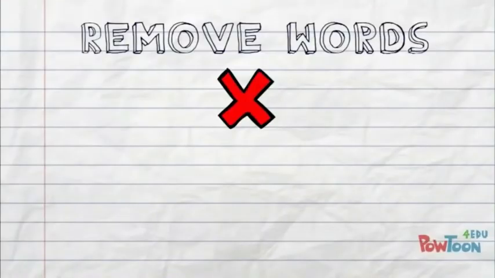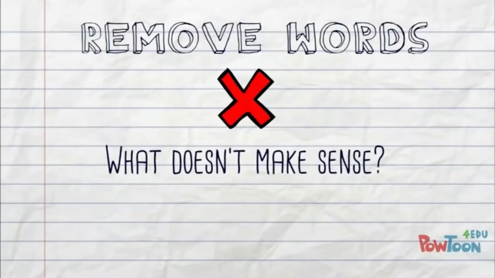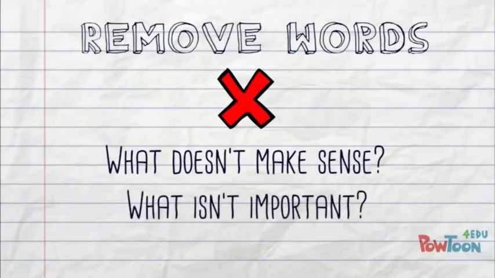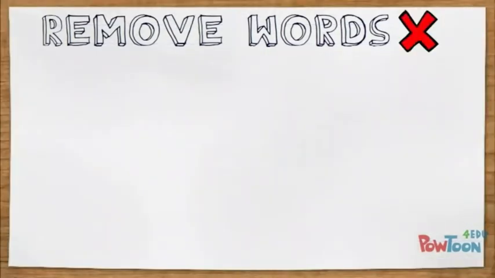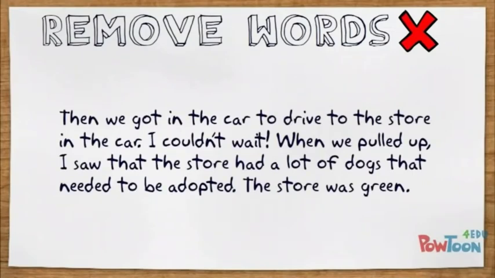Next, I'm going to remove some words. I can think, what doesn't make sense? And what isn't important to my story to help me decide what to take out? My next page says, "Then we got in the car to drive to the store in the car. I couldn't wait. When we pulled up, I saw that the store had a lot of dogs that needed to be adopted. The store was green."